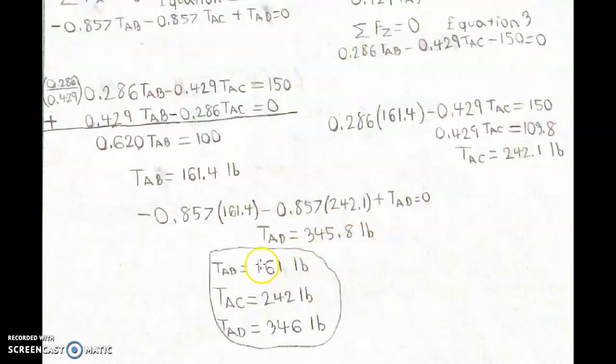So these are all of our answers. Tension AB is equal to 161 pounds, tension AC is equal to 242 pounds, and tension AD is equal to 346 pounds once we solve for them and round to 3 sig figs. And that's the end of this one.